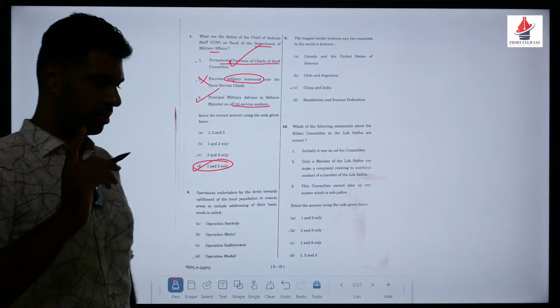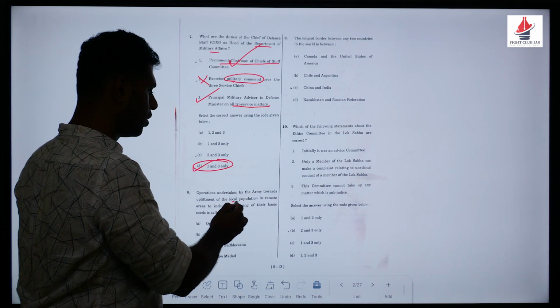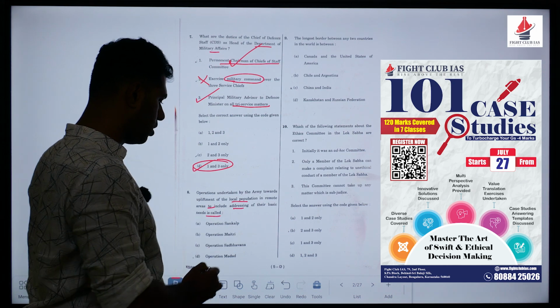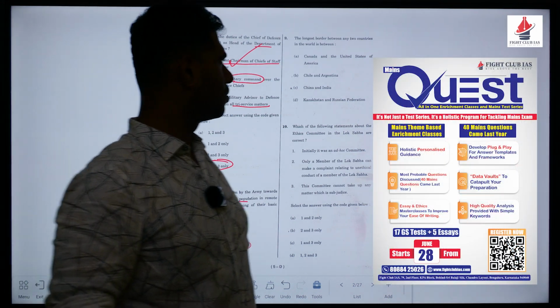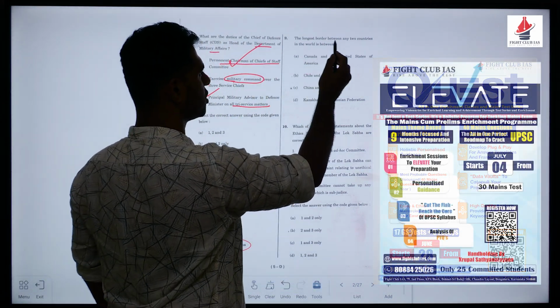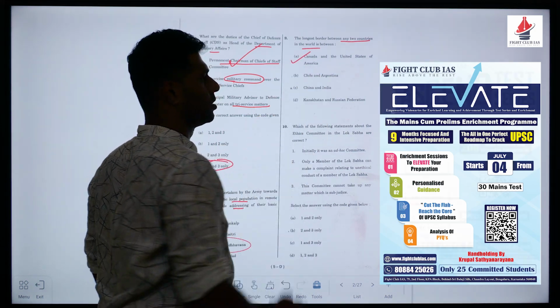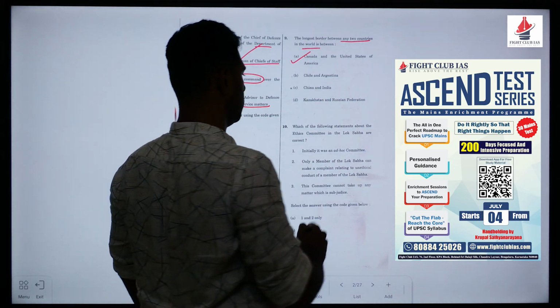D is correct. Moving on, operations undertaken by the army towards upliftment of the local population in a remote area to include addressing of their basic needs is called Operation Sadbhavana. It's a straightforward question. It has been in news. I think this wouldn't be a major issue. Moving on to the 9th one, the longest border between any 2 countries in the world is between Canada and US. Canada and US share the longest border, right?